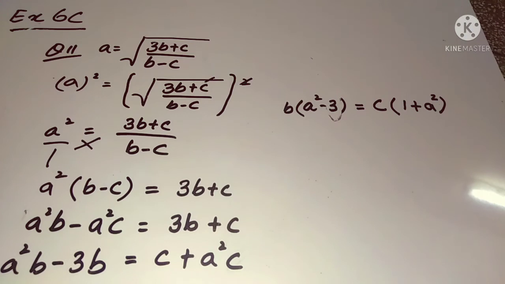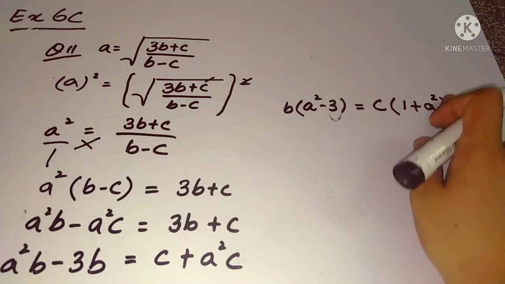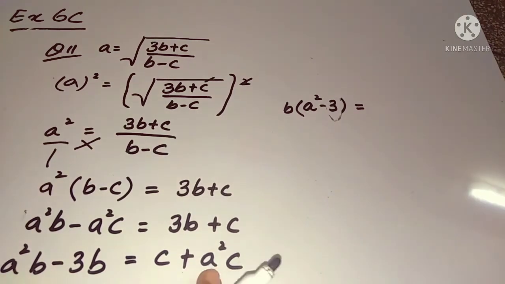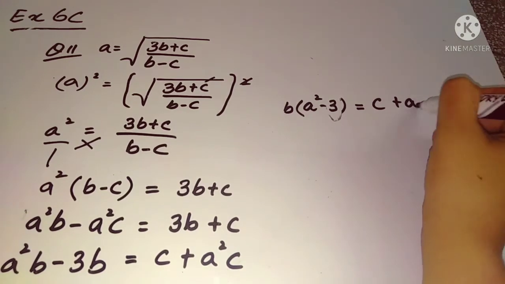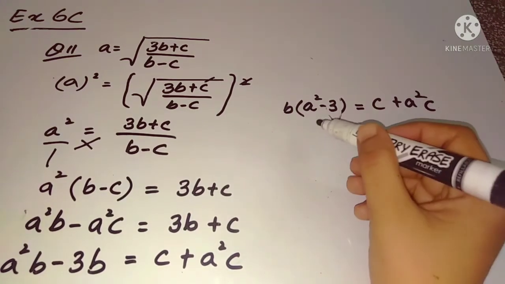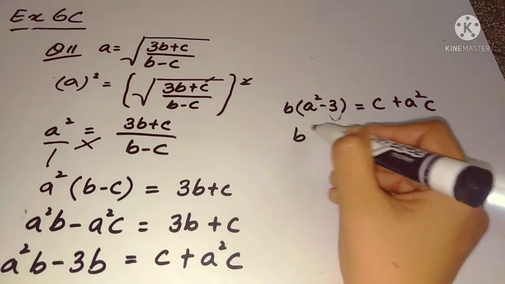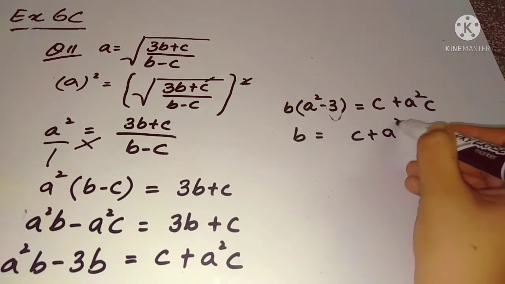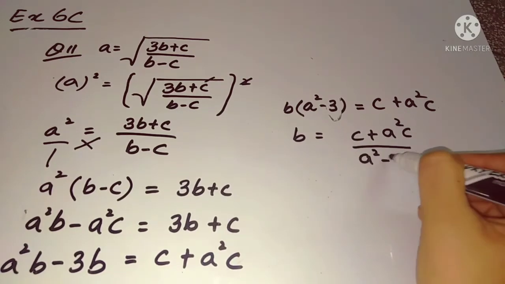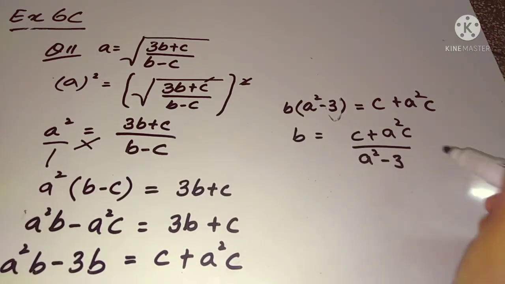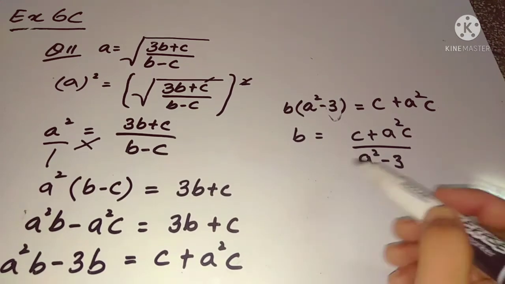As we have to find out the value of b, a square minus 3 is multiplying with b, so it will go to the other side and be divided. There is no need to take c common; in your book they have not taken the common c. So keep this term as it is, which is c plus a square c. Move this term to the right hand side. It's multiplying with b, and when it comes to this side, it will be divided. So b is equal to c plus a square c over a square minus 3. All right students, this is the answer of part 1.